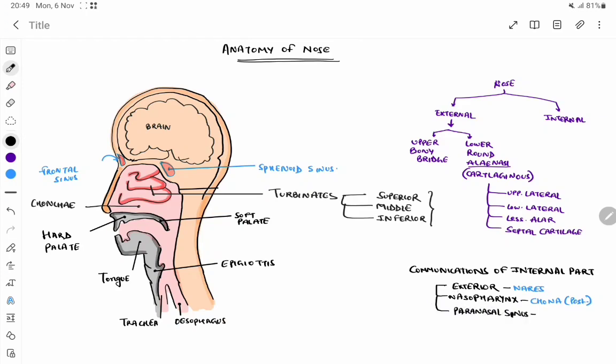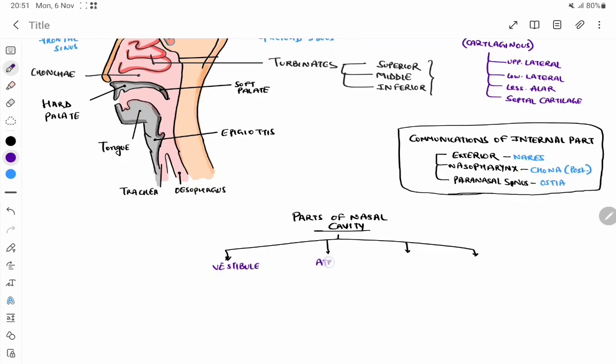Now the lateral wall is marked by three projections, which are shown here: the superior, middle, and inferior conchae, which are also known as the turbinates, and the space just below the turbinates is the meatus.